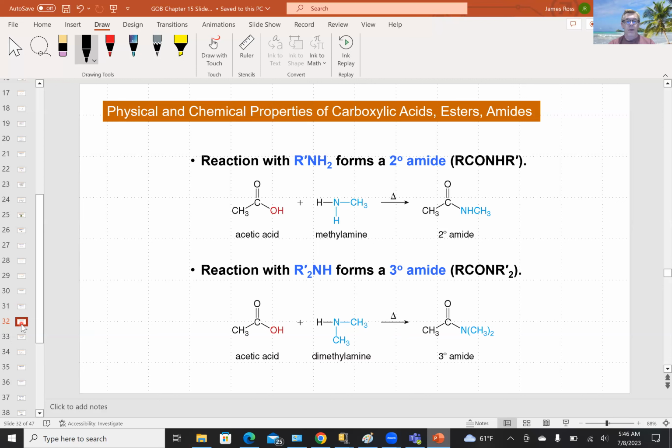On the top, we have production of a secondary amide. On the bottom, we have production of a tertiary amide. Clearly, it depends what type of amine you have. If you have a primary amine, which is the one on the top, it's just a nitrogen with one carbon on it, you can form a secondary amide. If you have a secondary amine on the bottom, which is a nitrogen with two carbons attached to it, you can form a tertiary amide. So you can control the type of amide you want based on the type of amine you use to make it.